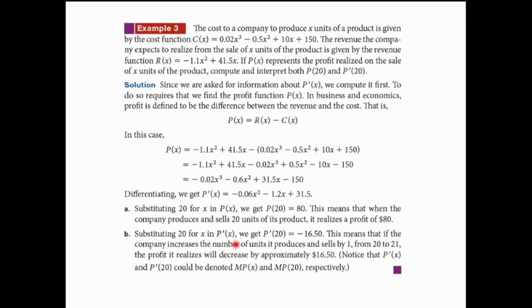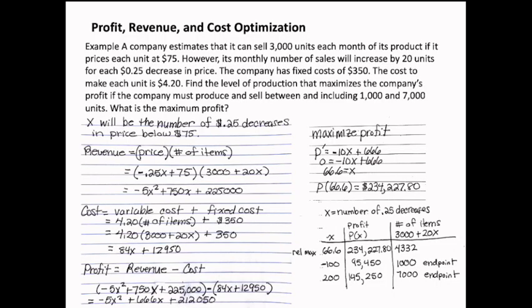Now, when we plug 20 into the derivative, we're going to get negative 16.50. So this means when the company produces and sells one more unit, if you start at 20 and then you want to increase to 21 items, that is going to be a decrease in profit by $16.50. And then the additional notation would be MP of 20. That's the same thing as P prime of 20. This is marginal profit of 20.